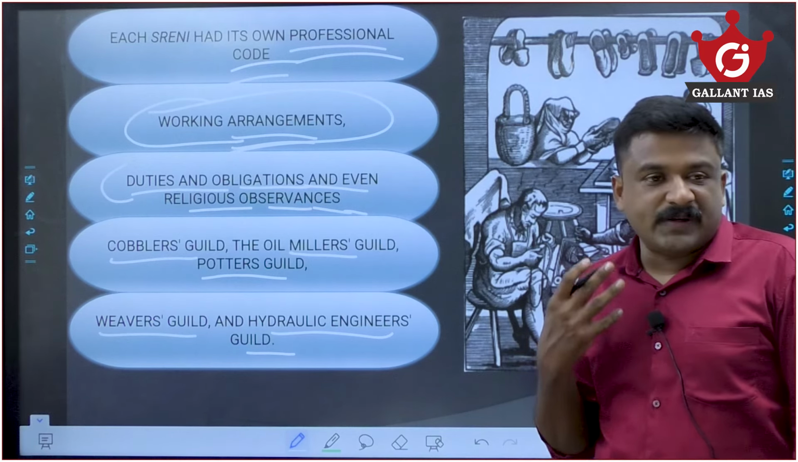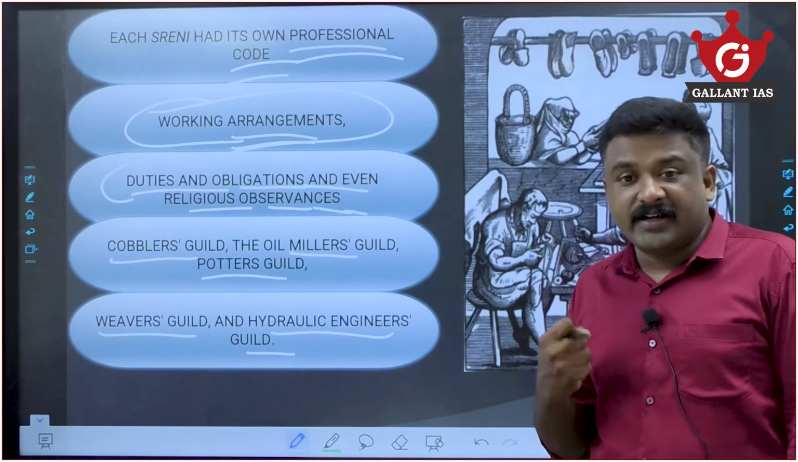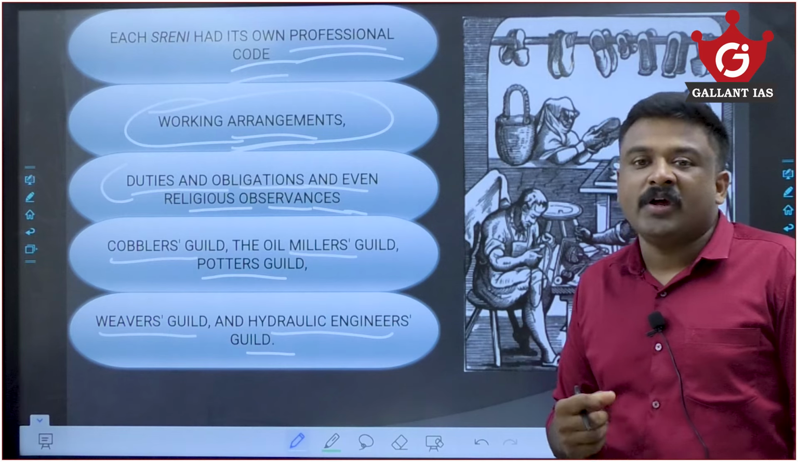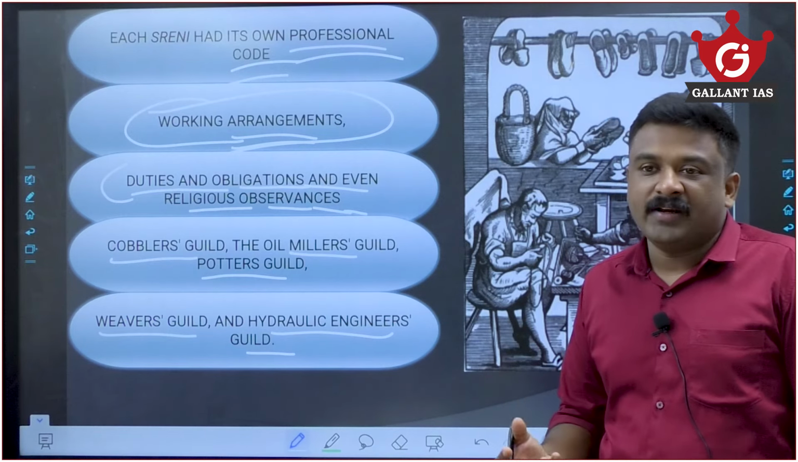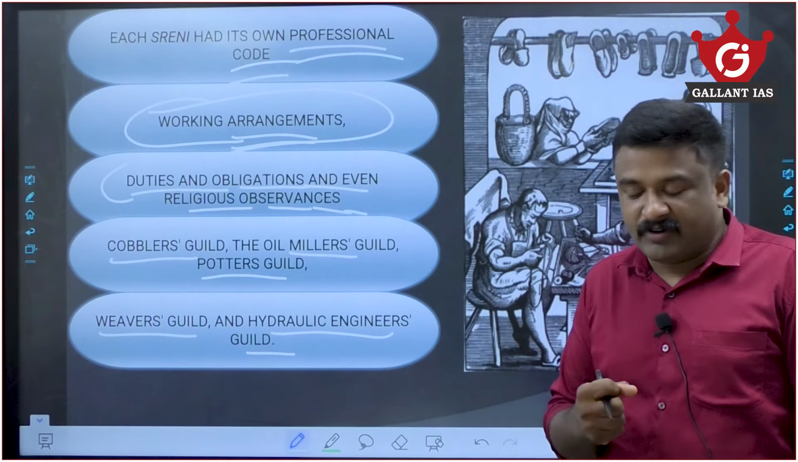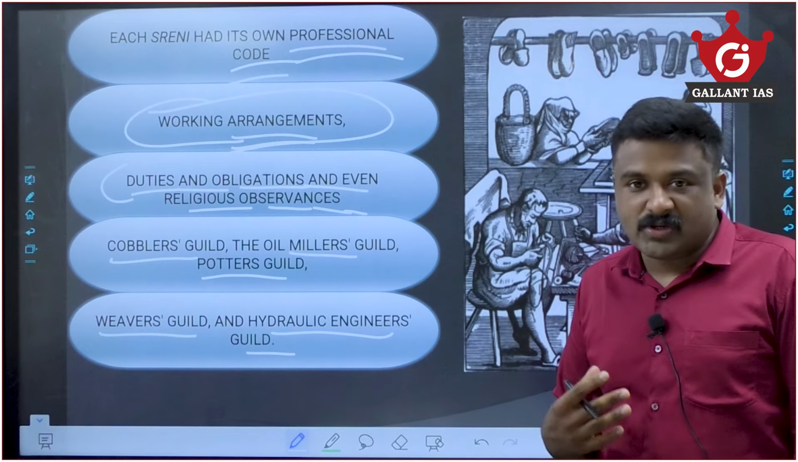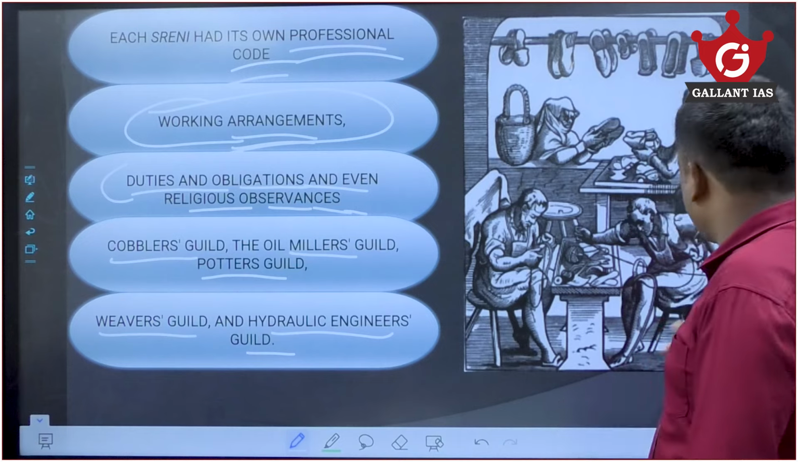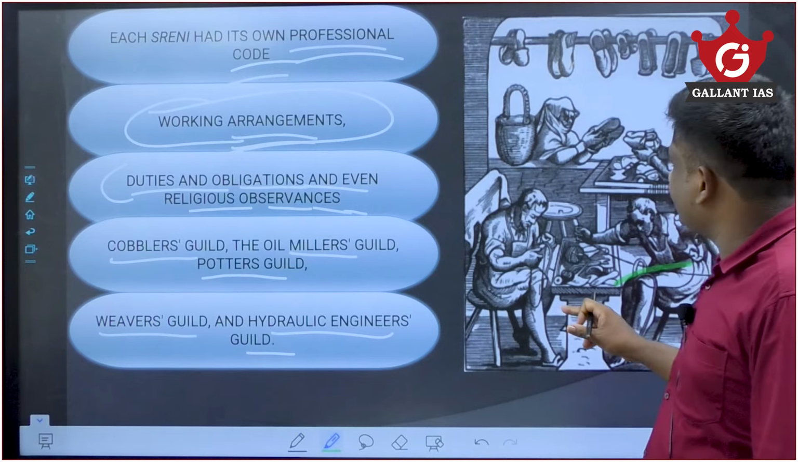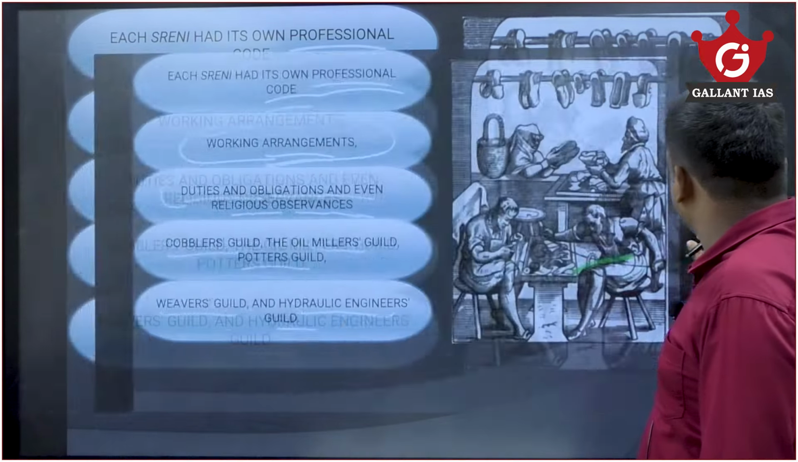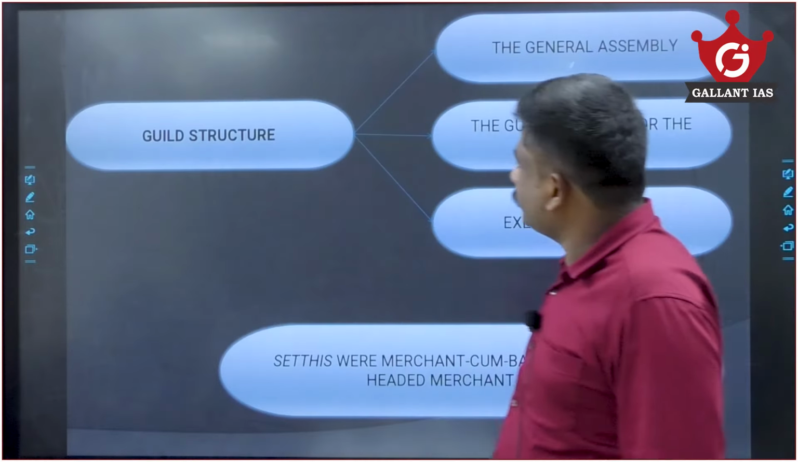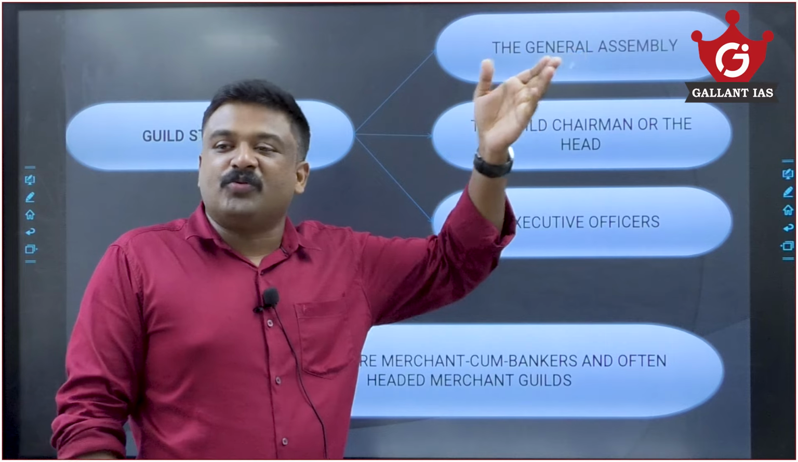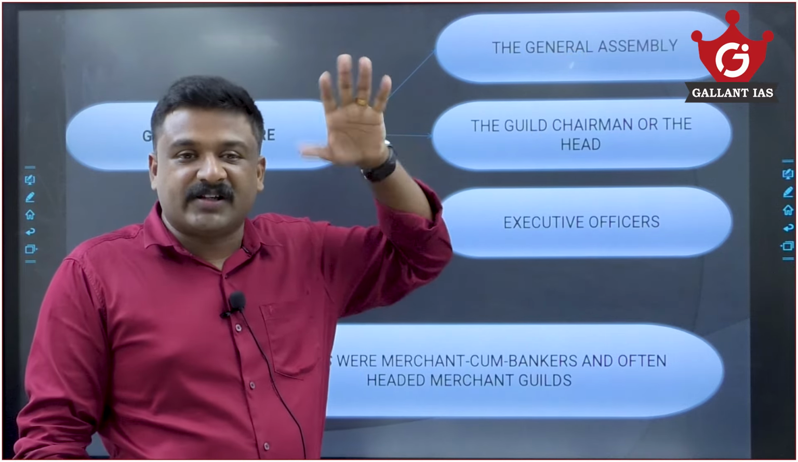When the UPSC is asking about how the guild system was powerful, or how it laid a foundation for a very strong economy or state system, you must say what the different roles played by the guilds were. The guild structure is like this. If it is a 250 marks question, you have to write in detail about the guilds.